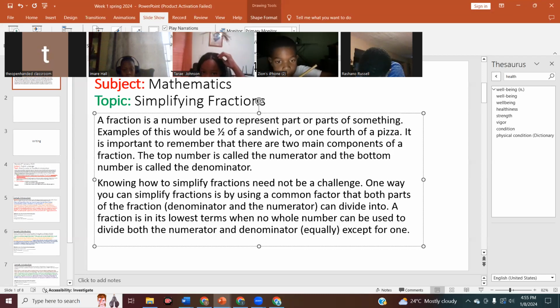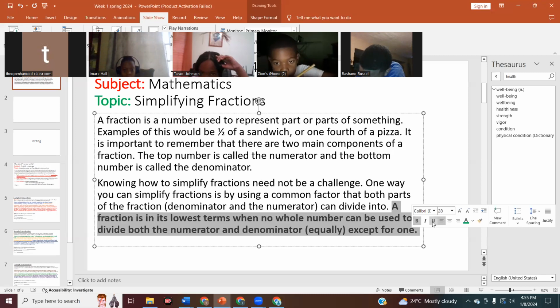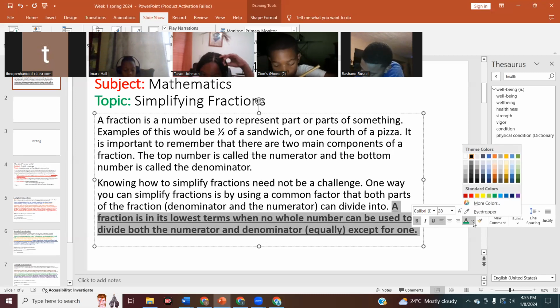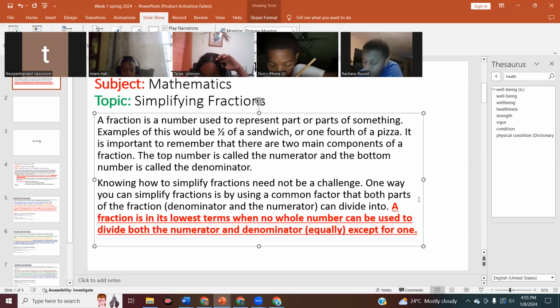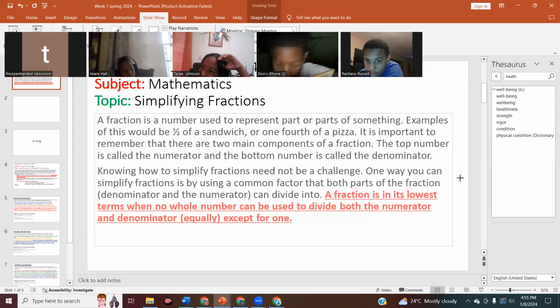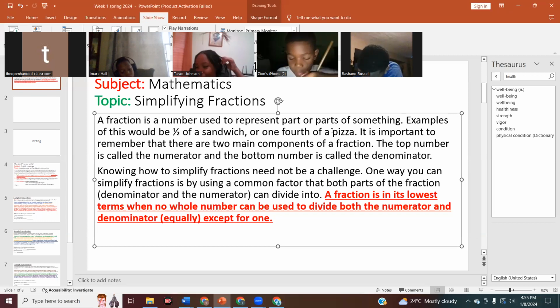All right, so this is a very important part. A fraction is in its lowest terms, right? We say a fraction is in its lowest terms when the only number that we can use to go into both the numerator and the denominator is 1. All right, that's what we call a fraction in its lowest terms. So if you're trying to simplify a fraction, we have to use a number that goes into both of them.